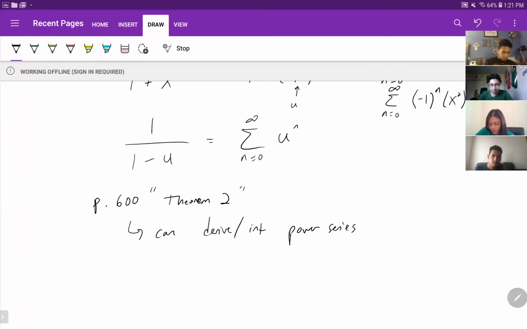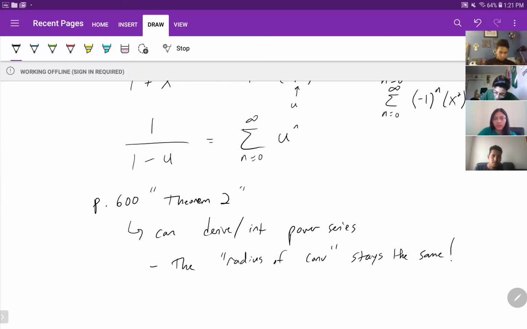And there's a really, really cool thing that happens. It's a thing that just happens because of the way series and functions are. The radius of convergence stays the same. The radius of convergence stays the same.